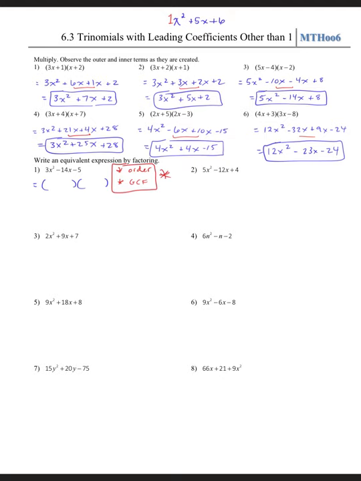Since 3 is prime, it makes it a lot easier because you know one of these factors has to be 3x and the other one has to be x. So we have 3x as a factor, x as a factor. Together they make 3x squared.